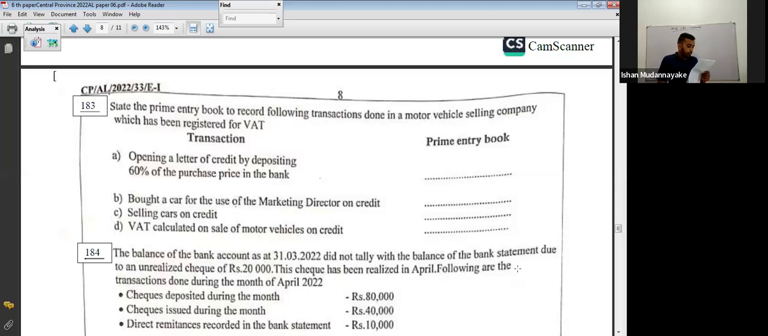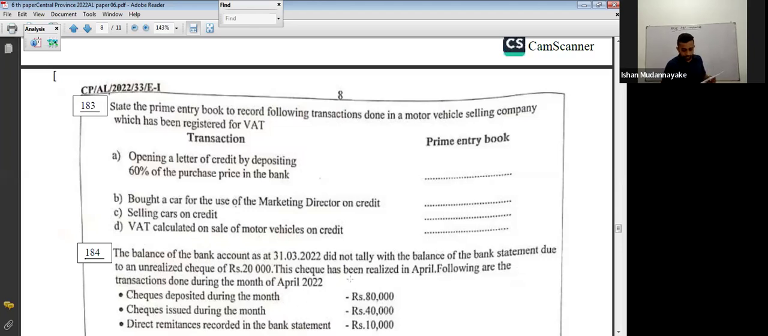B, bought a car for the use of the marketing director on credit. They have purchased a motor vehicle, a car, used by the marketing director, purchased on credit. Then we record it in the general journal. The general journal is a primary book.